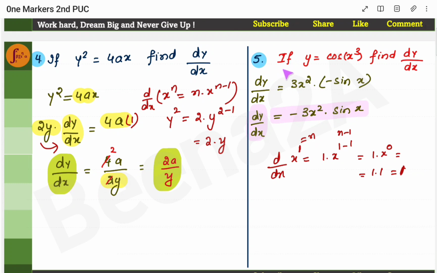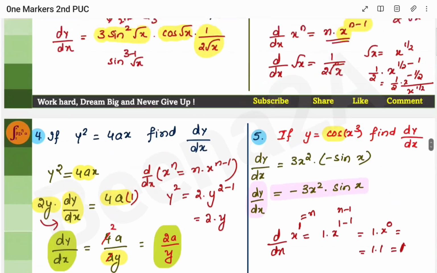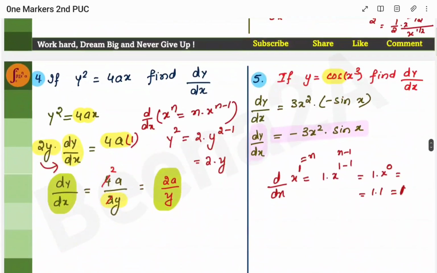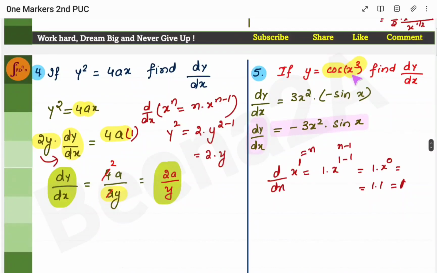Next problem, if y is equal to cos x cube, find dy by dx. Now here, we'll have to differentiate cos first, right? In the previous case, we differentiated the power first because the power was to the sine, not to x. It was sine cube, but here there is a difference. Here the power is to the x. In both the cases, there is a difference.